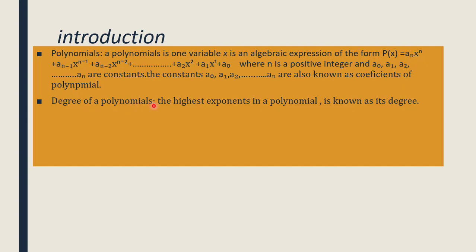Degree of a polynomial. The highest exponent in a polynomial is known as its degree. For example, f(x) = 5x^2 + 3x + 4 is a polynomial in variable x of degree 2. We can say the highest exponent of x is 2. So, the degree of this polynomial is 2.